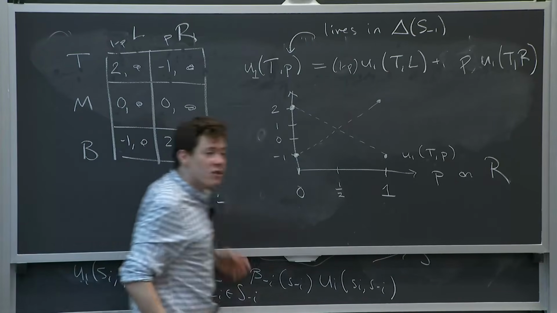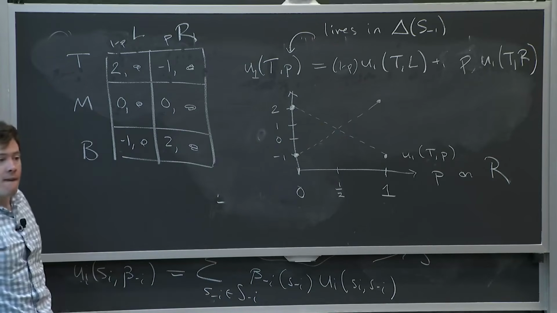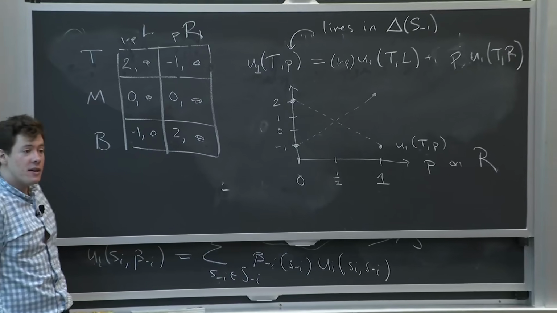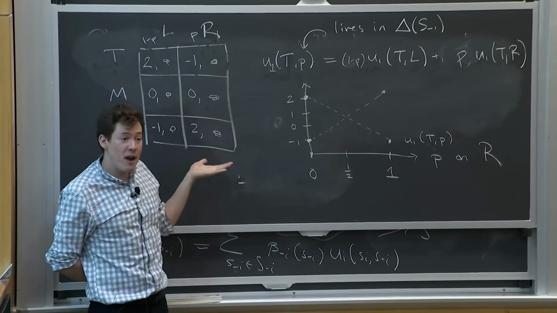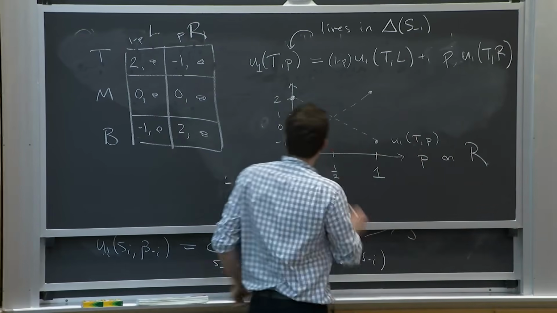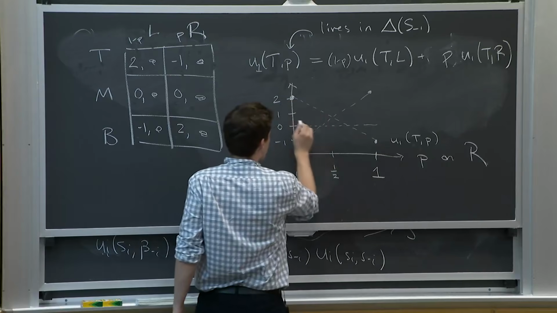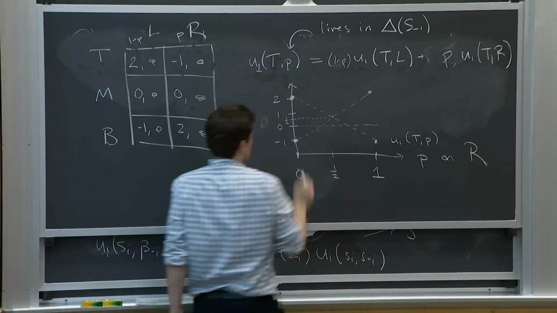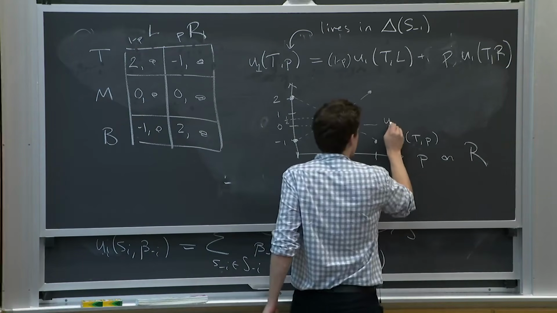What about M? What is the graph of M going to look like? It's going to look a bit different, right? What will that line look like? Yeah? It's just a horizontal line at 0. Because if I play M, whatever my opponent does, I get a payoff of 0. So whatever I believe my opponent's doing, I'm going to get a payoff of 0. So now we have a horizontal line here at 0. And if we're careful, this intersection should be at 1/2. You can check that. Okay, so let me finish writing these out.